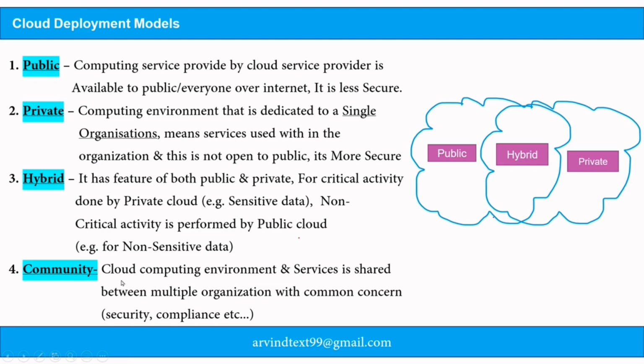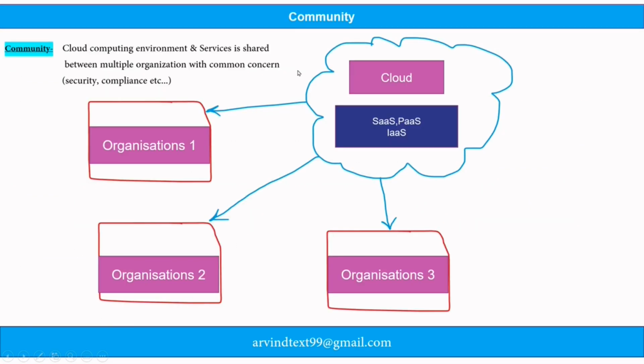Community is nothing but a cloud computing environment where services are shared between multiple organizations with a common concern, for example security and compliances. So let's discuss this by diagram. So this is the diagram for community. It means that the computing environment and services are shared between multiple organizations with a common concern. The concern can be security and compliances. Okay, these are the services SaaS, PaaS and IaaS. It is shared by these organizations with a common concern. Okay, this is the concept of community.